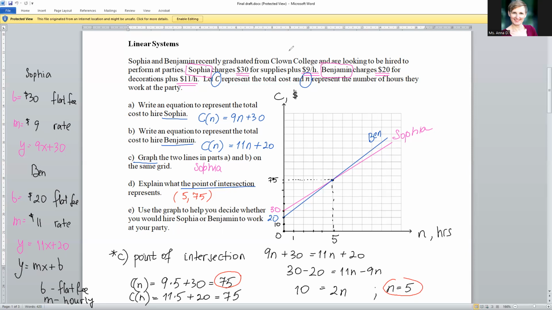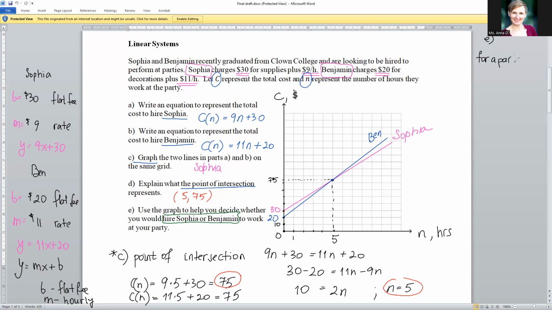Last question would be whether you would hire Sophia or Ben for work. So here is where you write your detailed explanation. How long is your party? That's basically the bottom line. How long is your party? If your party is between 0 to 5 hours and you want to save cost, you hire Ben. So maybe I'll write here the answer for E.